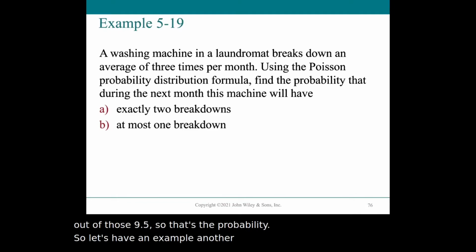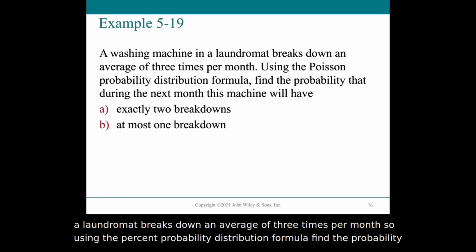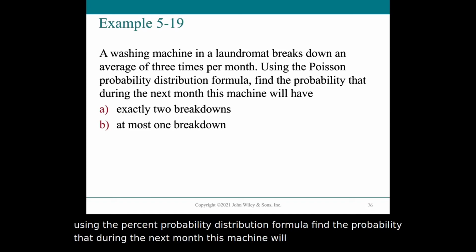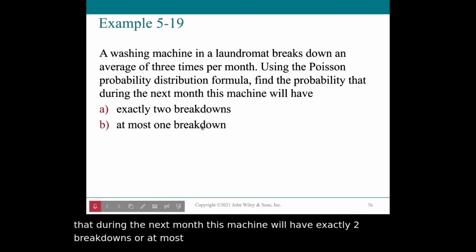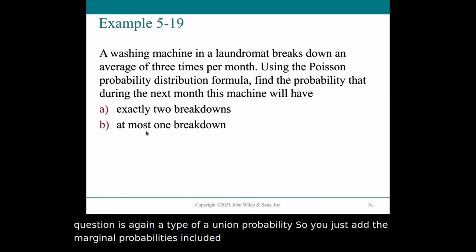A washing machine in a laundromat breaks down an average of 3 times per month. Using the Poisson probability distribution formula, find the probability that during the next month, this machine will have exactly 2 breakdowns or at most 1 breakdown. The second question is again a type of union probability, so you just add the marginal probabilities included in the term at most 1.